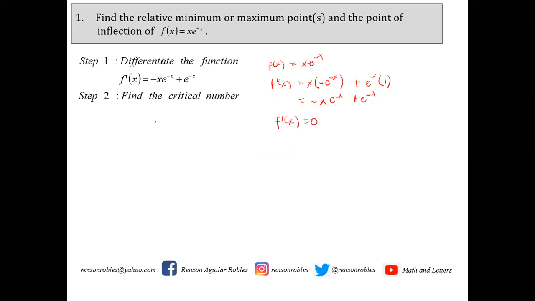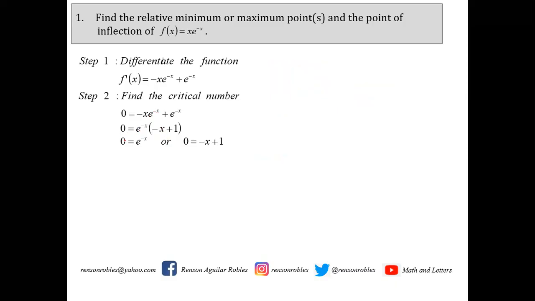So we shall have 0 equals negative x e to the negative x plus e to the negative x. And then we factor out e to the negative x and solve for x. So we shall have 0 equals e to the negative x times the quantity negative x plus 1. And then we have 0 equals e to the negative x, or 0 equals negative x plus 1. And the equation 0 equals e to the negative x will give us an extraneous solution. And therefore, we say that x equals 1.